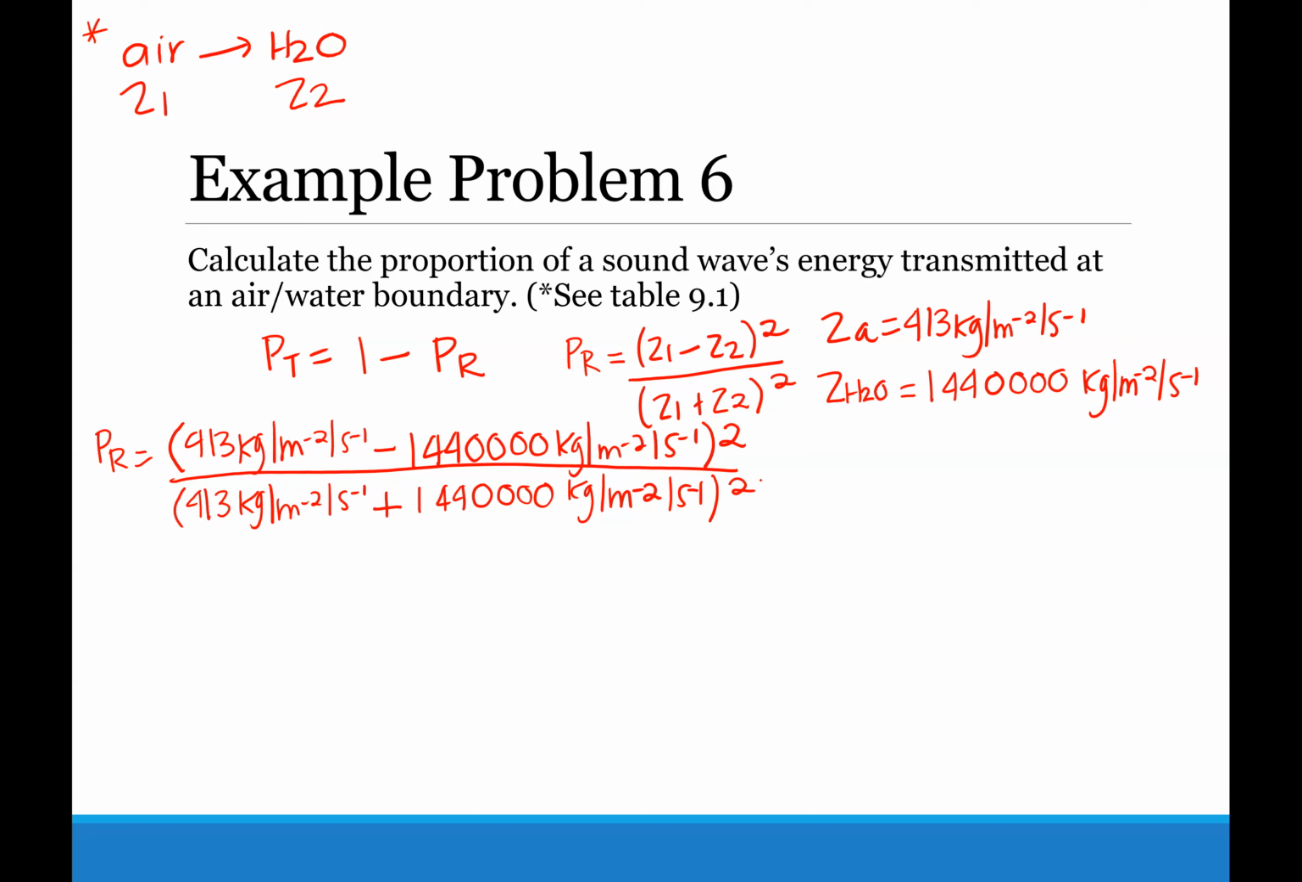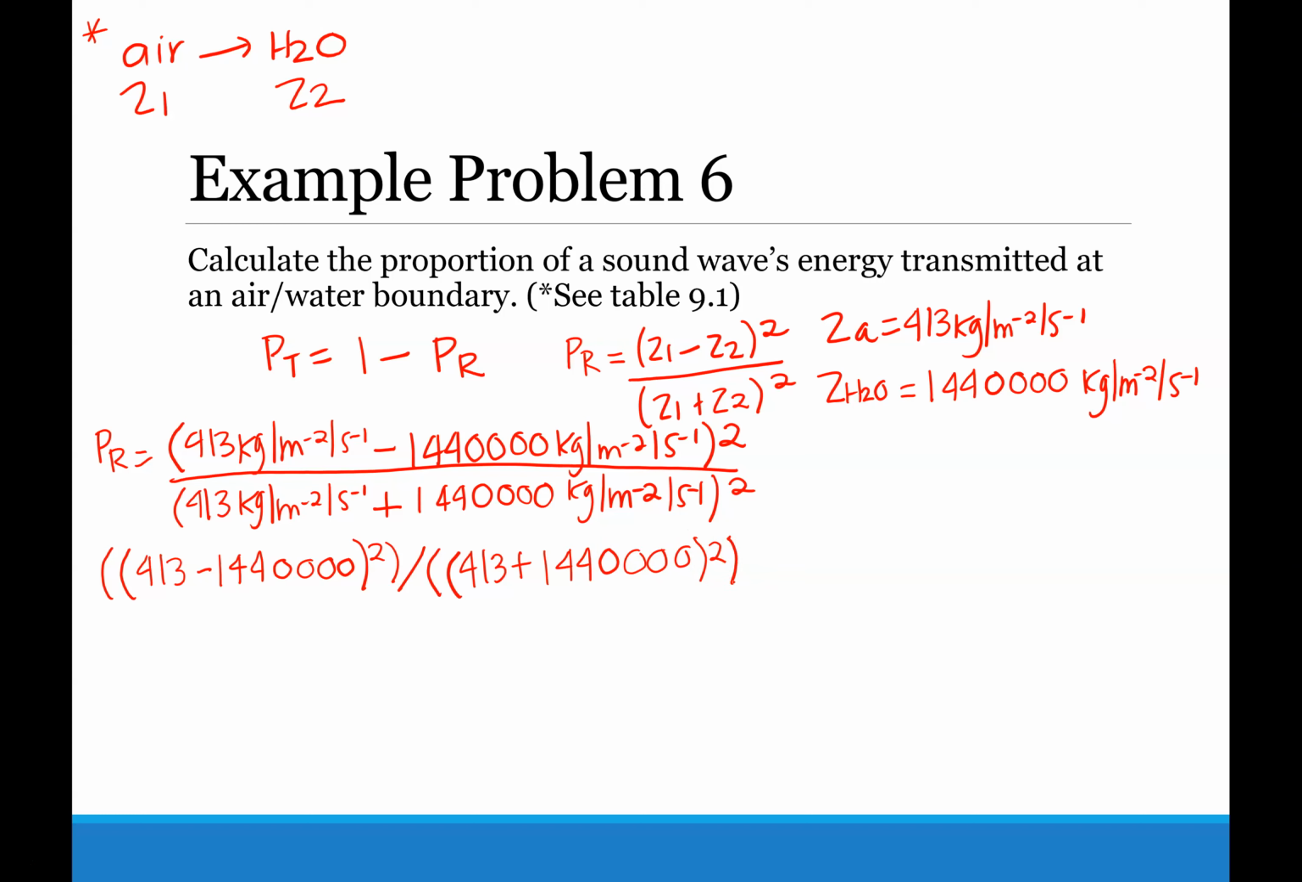I put all of this into my calculator at one time, and I'll show you exactly how I do that. I do open parentheses, open parentheses, 413 minus 1,440,000, close parentheses, squared, close parentheses, divided by, open parentheses, open parentheses, 413 plus 1,440,000, close parentheses, squared, close parentheses.